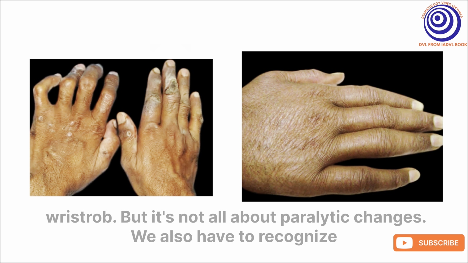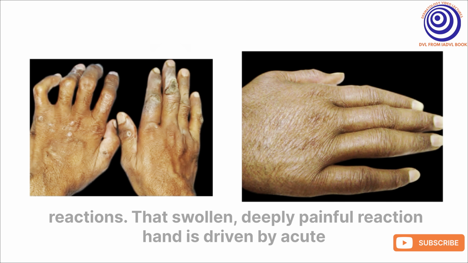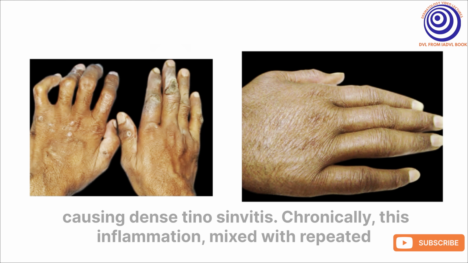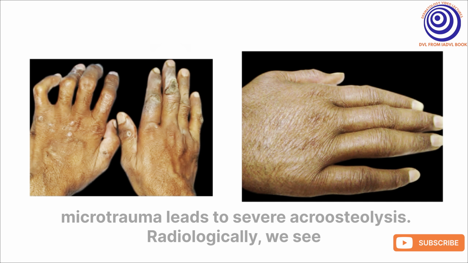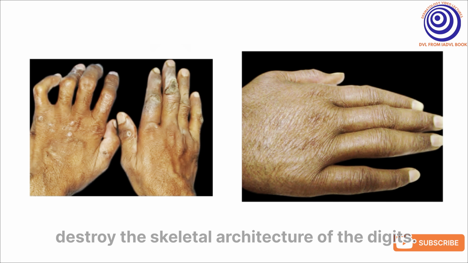But it's not all about paralytic changes. We also have to recognize specific tissue-infiltrative deformities that occur during immunological reactions. That swollen, deeply painful reaction hand is driven by acute erythema nodosum leprosum, a type 2 immune complex-mediated reaction causing dense tenosynovitis. Chronically, this inflammation, mixed with repeated microtrauma, leads to severe acro-osteolysis. Radiologically, we see concentric bone resorption and pathological fractures that permanently destroy the skeletal architecture of the digits.